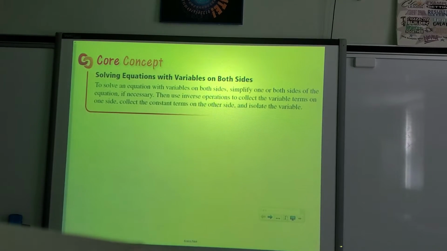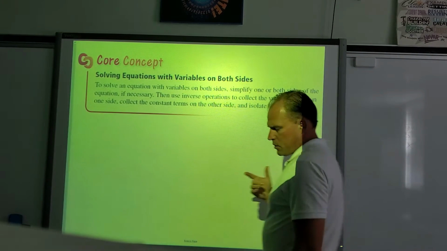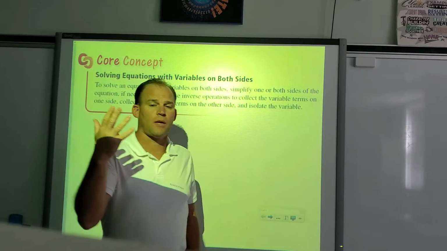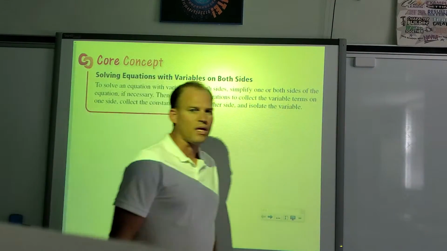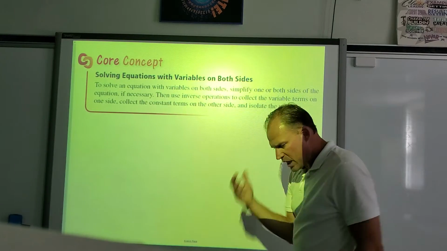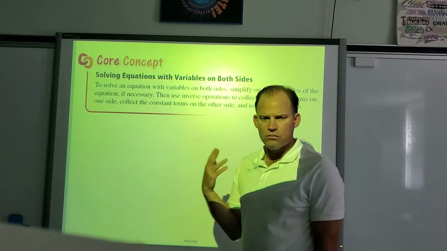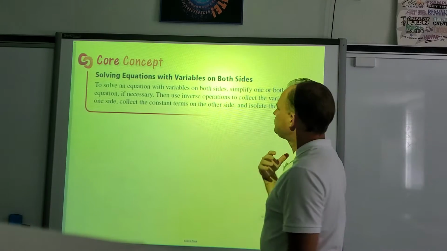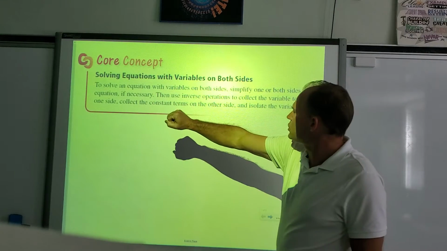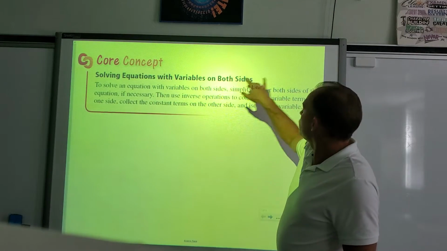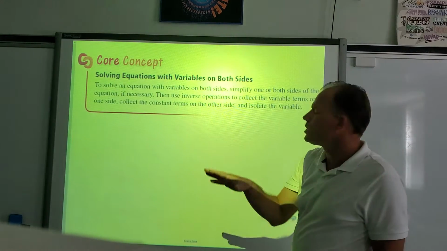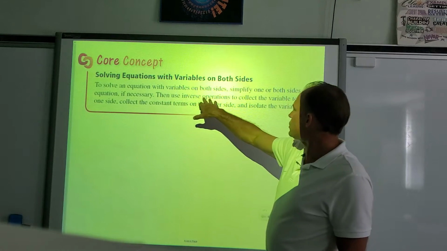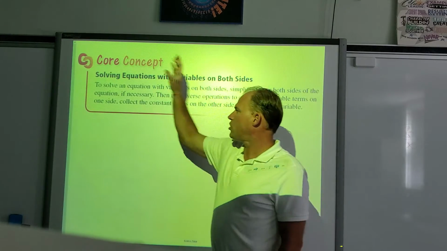All right, so we've talked about one-step equations, and we've talked about two-step or multiple-step equations. Now we're going to talk about equations that have variables on both sides. General philosophy, just be organized here. If you have variables on both sides of the equation, you simplify first. Simplify one side before you start moving things around, and then use the inverse operations to collect the variables on one side.